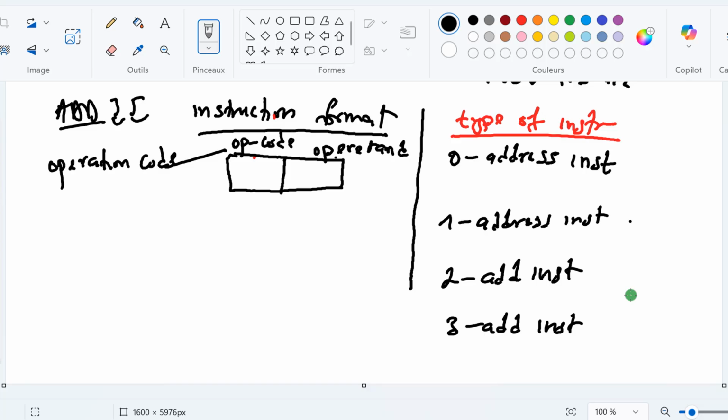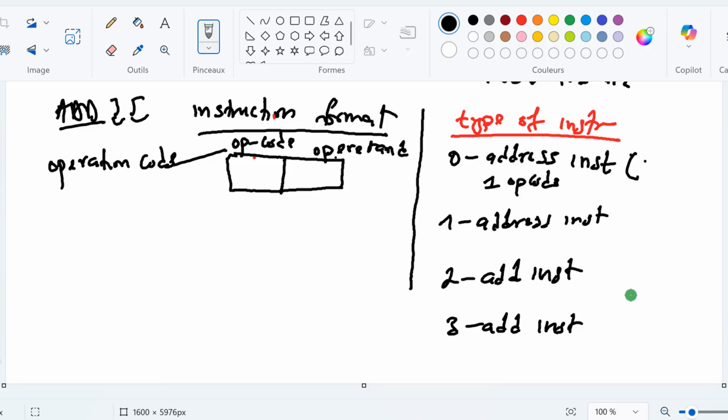Now, let us come back to the types of instruction. When we talk about zero address instruction here, it simply means that an instruction is made up of one opcode. In fact, the opcode is always present. Take note of that. It's made up of one opcode, and the operand field is not specified explicitly. What's the meaning of that? Let me come back to that.